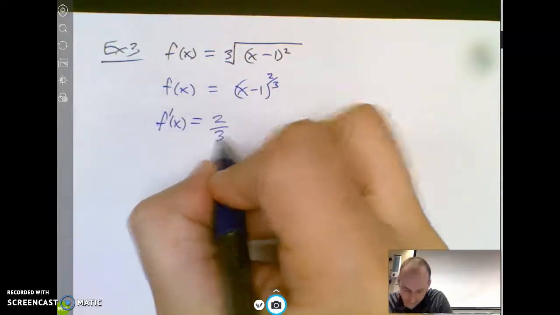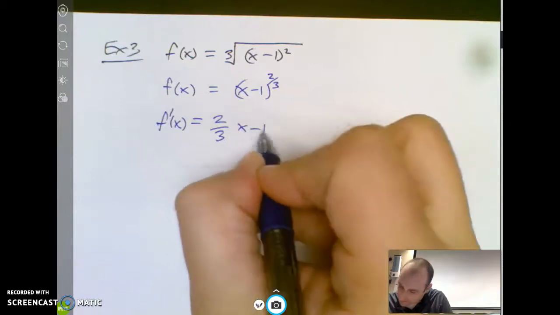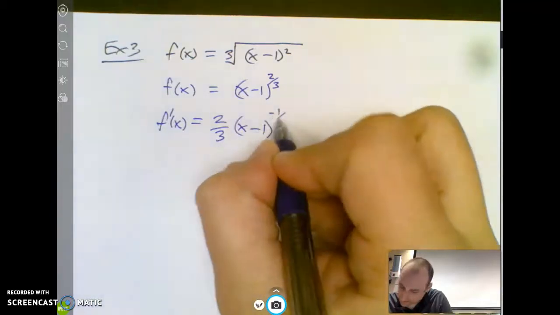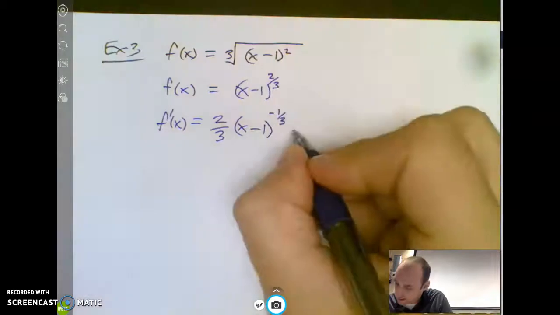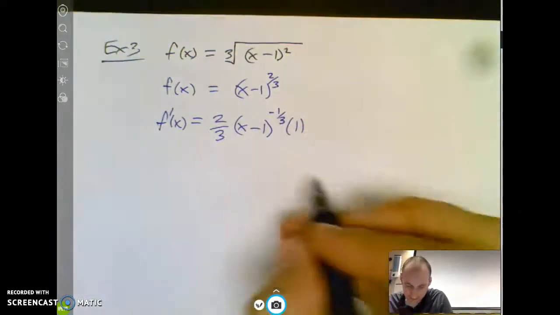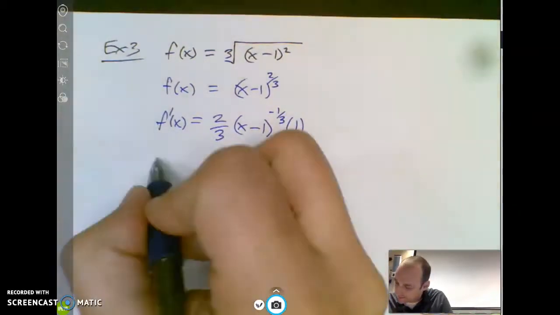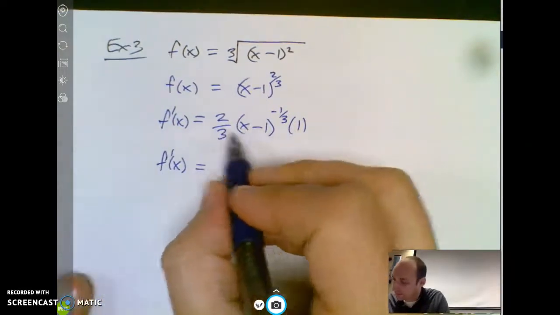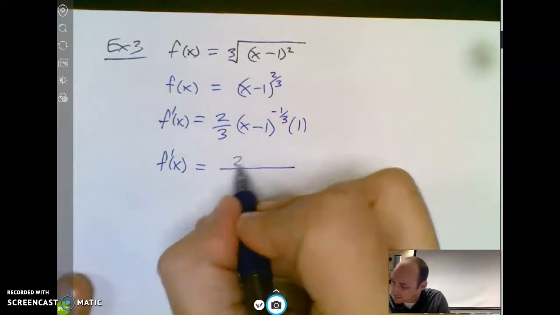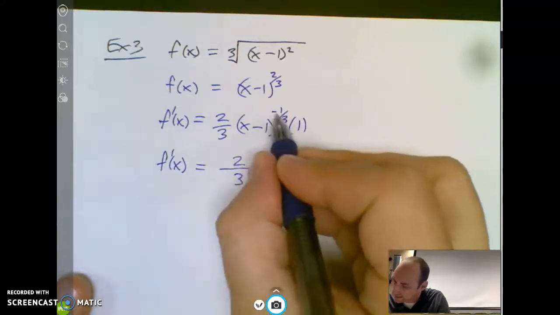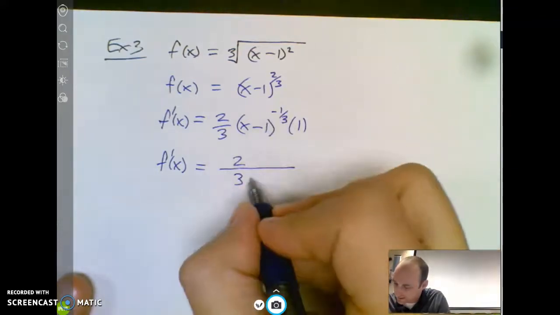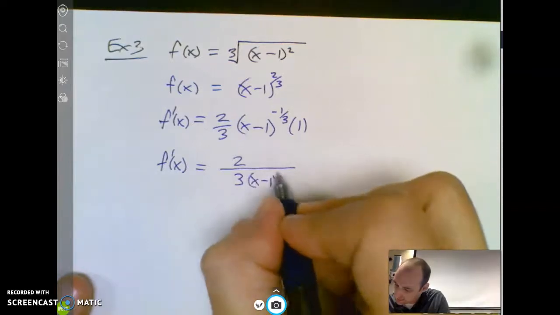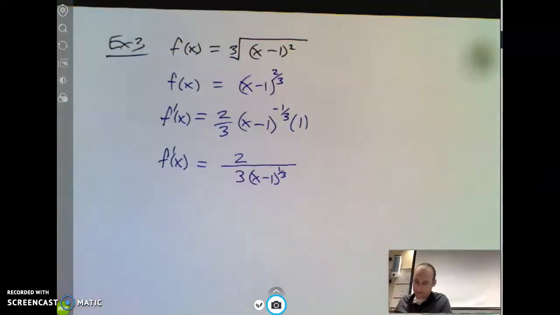That's 2/3. Ninja rule coming up. X minus 1 to the -1/3, because I subtract 1, times the derivative of what was inside, which in this case didn't turn out to be much. And then I'll write it a little more nicely. Okay, there already is a fraction line, right? So when this has a negative exponent, it means it drops down. So it's a 1/3 on the bottom.